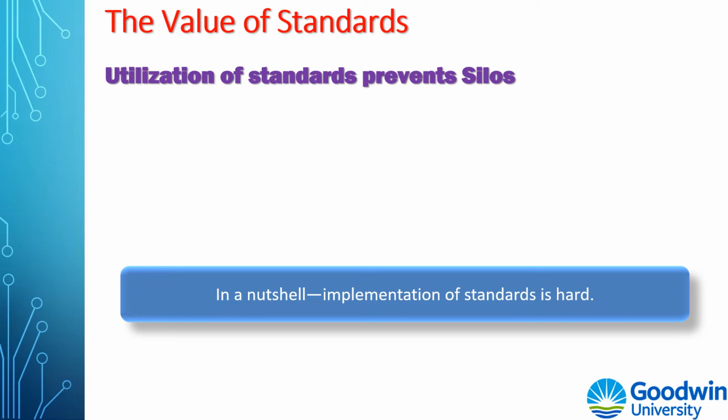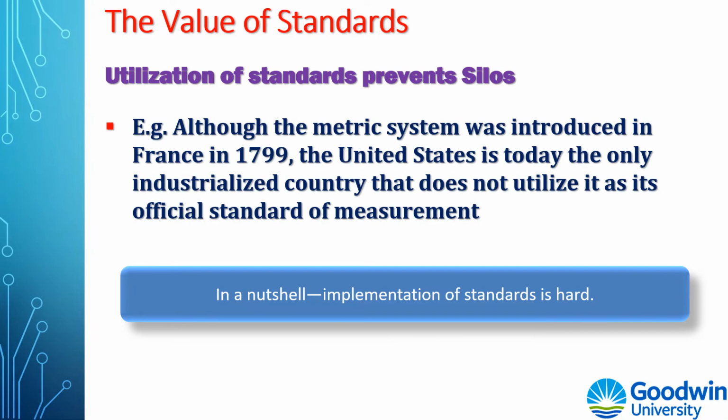So in a nutshell, implementation of standards, it's hard. Here's an example that was in your book, and I laughed when I read it, but it's so true. Although the metric system was introduced in France in 1799, the United States today is the only industrialized country that does not utilize it as its official standard. We do use it, we do recognize it, but we don't use it as our standard. We still use our own. So that just shows you about independence of nations and things like that. And you get that in the States too. So it's not so simple to do this. Everybody has a stake in the game. They don't want to lose it.